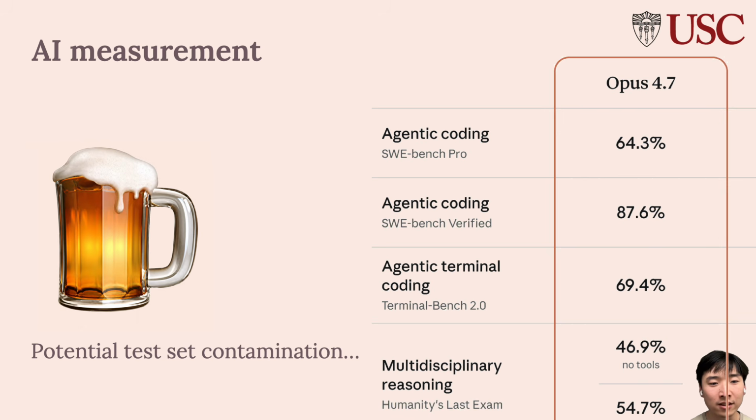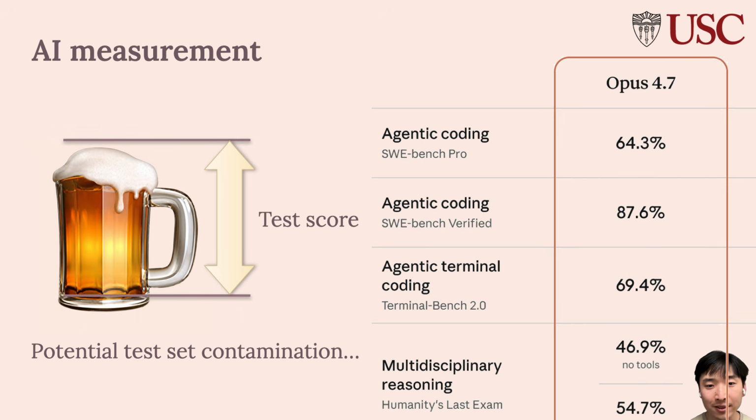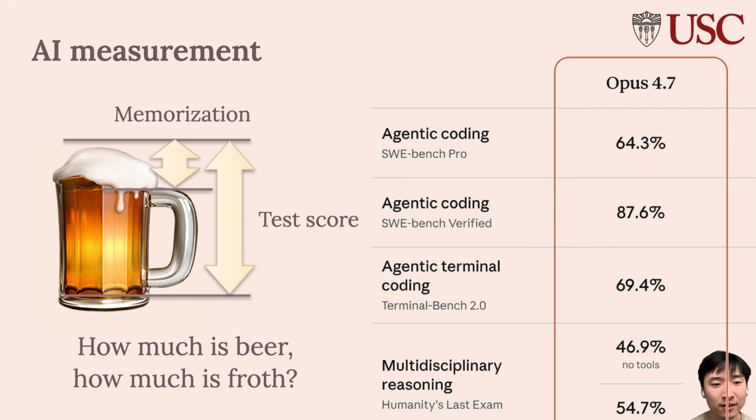To draw an analogy, a benchmark measurement is like a pint of beer. Benchmarks report the test score, but some of that is due to memorization, and it's not easy to tell how much froth there is. So I'll walk you through my thesis, which builds up to the correction of test set contamination. I'll show you how we can measure for true performance by accounting for model memorization.